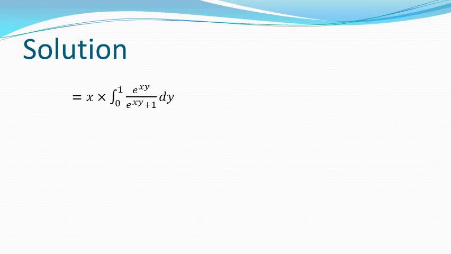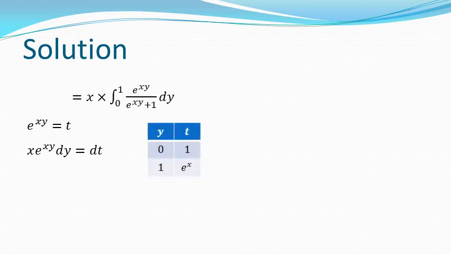Now how do we integrate this? So we can call e to the power xy as t, and differentiating both sides, the left hand side with respect to y and the right hand side with respect to t, and treating x as a constant, we find that we have this differential now. So changing the variable from y to t, we get this table. When y is 0, t is equal to 1, and when y is equal to 1, t is equal to e to the power x. So the integral can now be written down in this form, and this is easy to integrate.